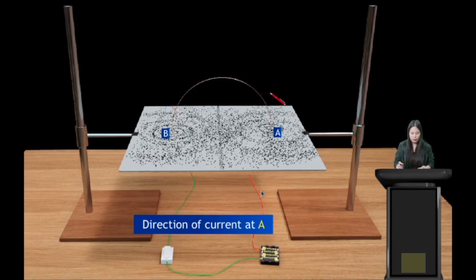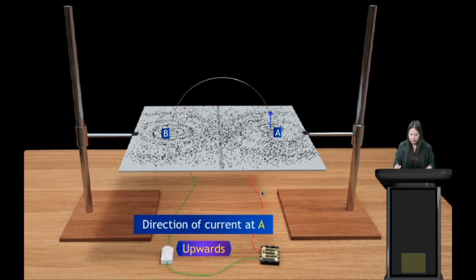Yes, students. So what is the direction of current at point A? If you remember, the positive end is connected to point A, and the negative end is connected to point B. We learned in our previous class that the direction of current is always from positive end to negative end. So here at point A, the direction of current will be upwards, because this is the positive end, so the current will start from here and flow like this.